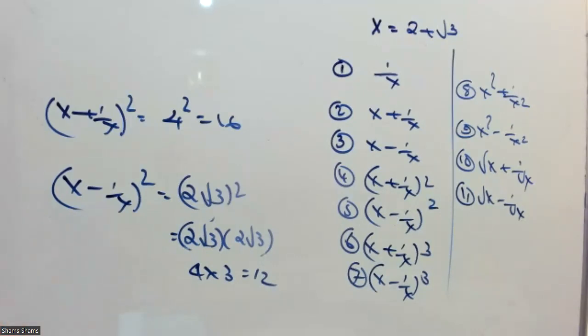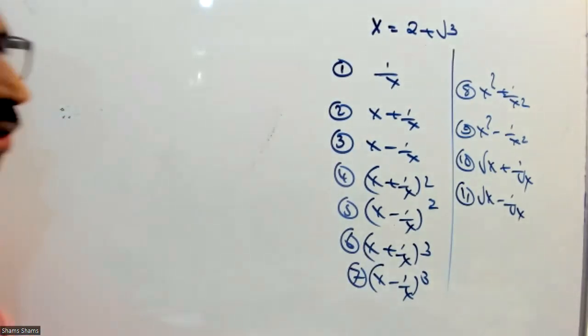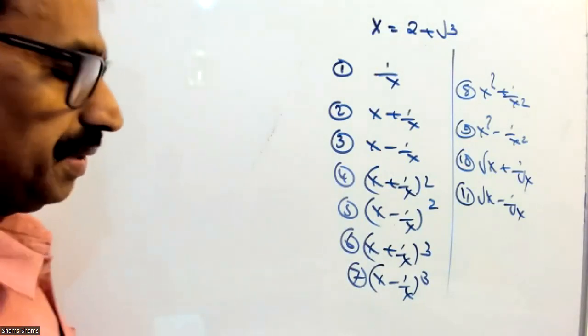Okay, next one, x plus 1 by x whole cube. What is that one? 4 cube, 64, right. x plus 1 by x whole cube equal to 4 cube. So that means 64, right?